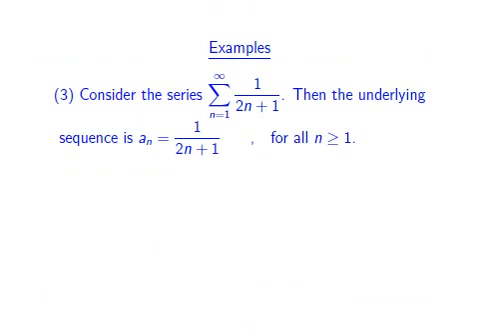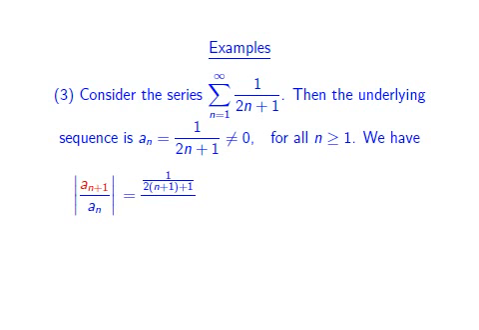In our final example, we look at the series with the underlying sequence 1 over (2n+1). Then all sequence elements are non-zero. Again, they happen to be positive. We need to understand the limit of the absolute value of a_(n+1) over a_n. So we get 1 over 2 times (n+1) plus 1, divided by 1 over (2n+1). This becomes (2n+1) divided by (2n+3). If we divide both numerator and denominator of the fraction by n, we obtain (2 + 1/n) divided by (2 + 3/n).